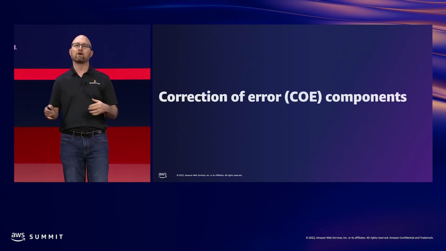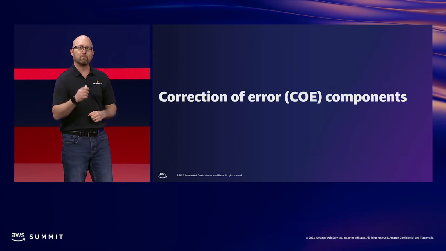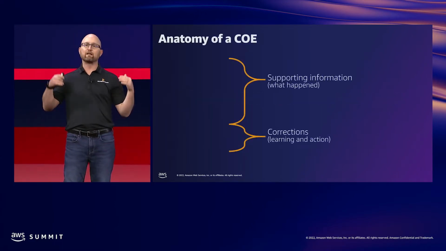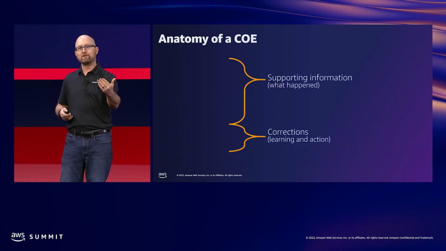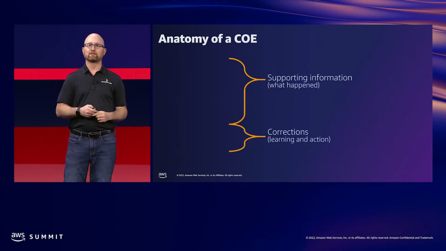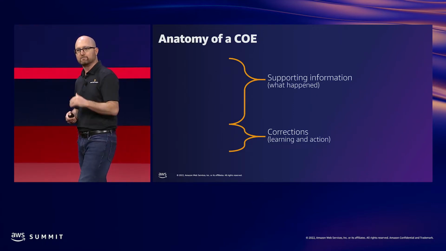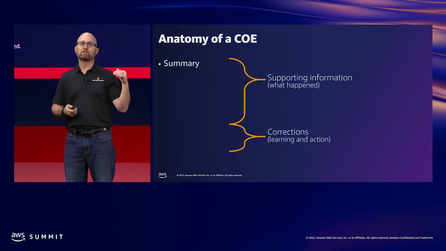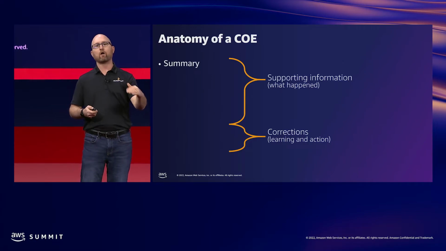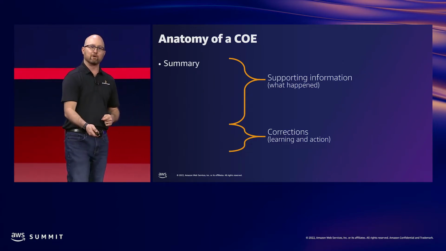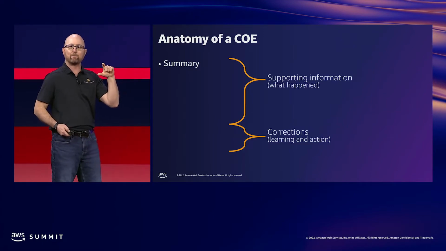So let's talk now conceptually about the components inside the correction of error. We're going to break this down into what happened, and then the learning and action that comes from it. Starting with the supporting information of what happened, we're going to start with the summary. We're going to dive into all of these in a moment, so I'm not going to go into depth right this second. But we start with the summary, which is an executive summary about what happened.